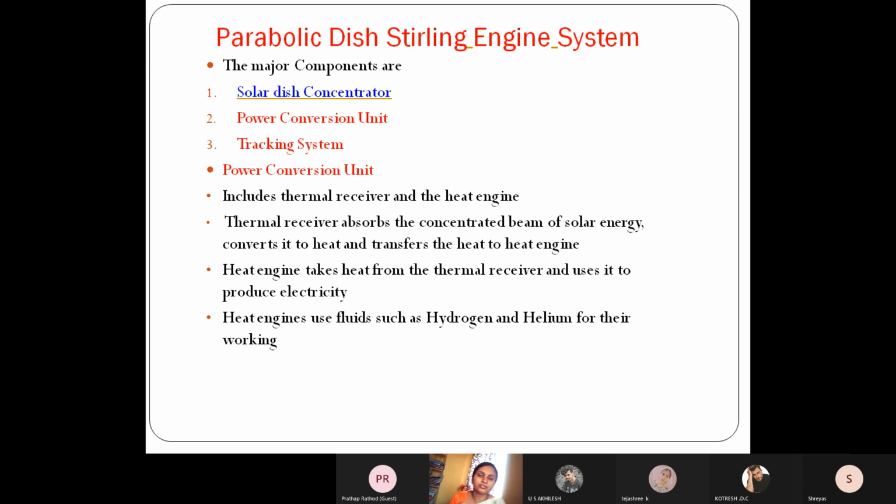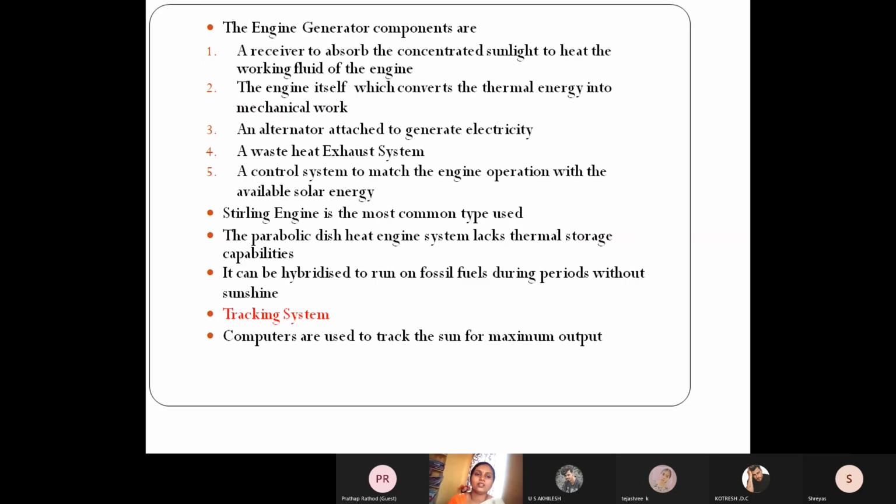The heat engine takes heat from the thermal receiver, and that is converted to electricity. The heat engine uses fluids such as hydrogen or helium for its working. The engine generator components are a receiver to absorb the concentrated sunlight to heat the working fluid of the engine, and the engine itself, which converts the thermal energy into mechanical work.